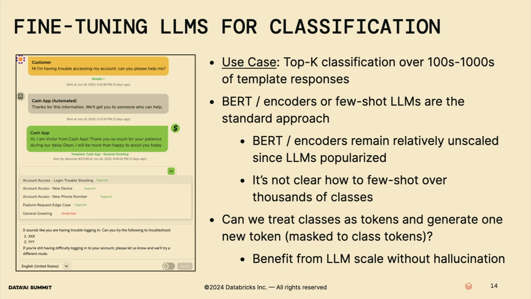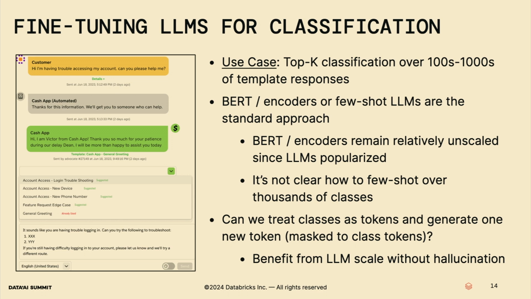It's also not clear to me how you can few-shot when you have thousands of classes. You quickly overrun your prompt depending on the length of these classes, and you might even want multiple examples per class. And so we use a trick that reduces this into an LLM problem. We're going to treat the classes that we want to classify into as LLM tokens. So there'll be these new discrete tokens. If we have 1,000 classes, we'll create a set of 1,000 new discrete tokens. And we're just going to generate one, given the input. And we're going to mask it to just those 1,000 tokens. So this is going to help us around the hallucination problem.